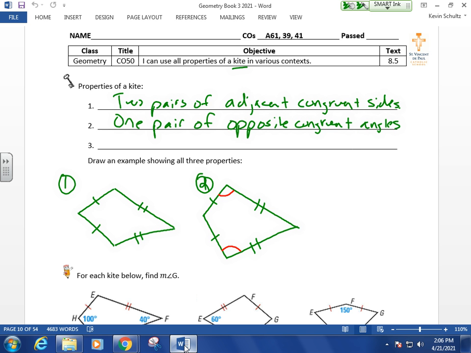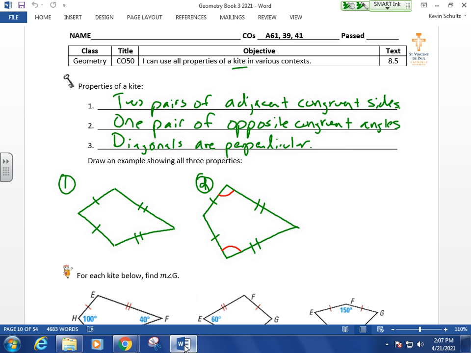It has to do with the diagonals. The diagonals of a kite are perpendicular. The diagonals are perpendicular.